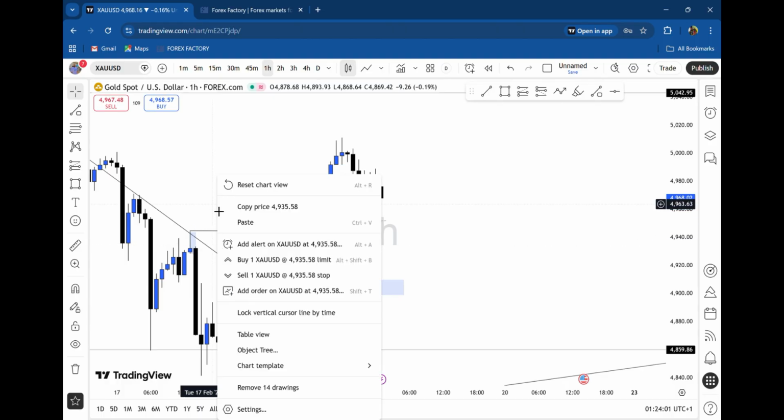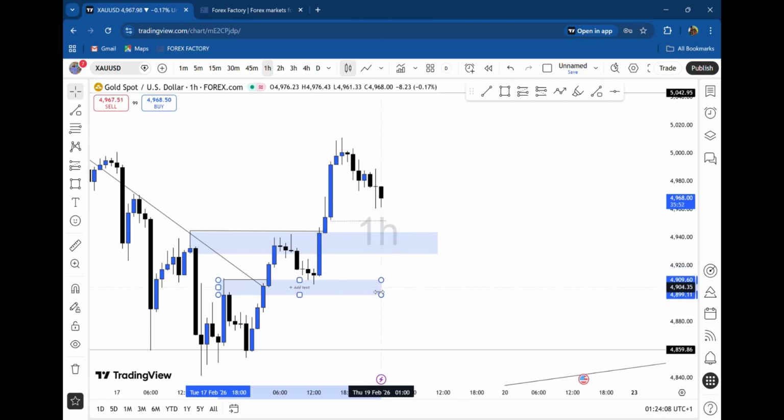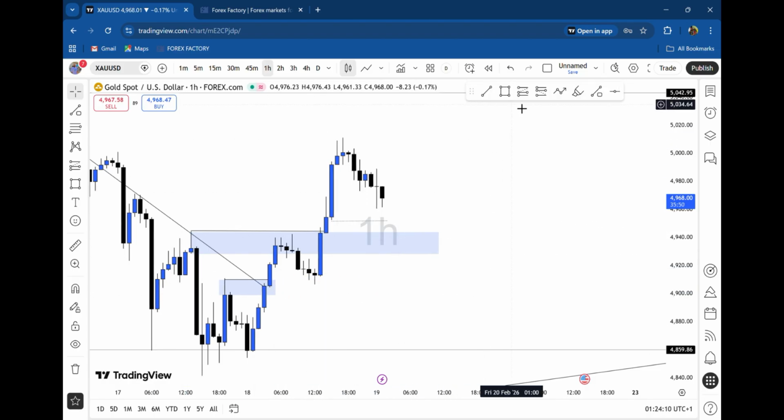This breaker block area. I might just mark it off, and now this is where I'll be looking to take my trade from, right? I have a breaker block here, I have a breaker block here, and also I have an order block here, right here.